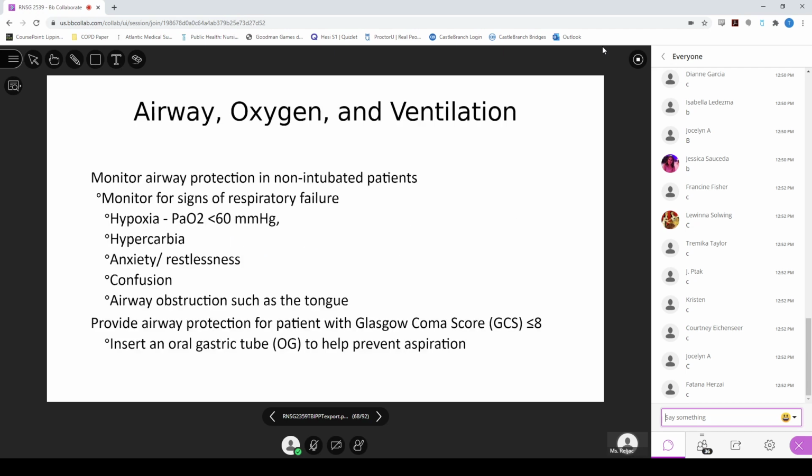You've got to monitor and protect that airway in non-intubated patients. You monitor for the signs of respiratory failure: hypoxia, hypercarbia, anxiety, restlessness, confusion, airway obstruction such as tongue swelling. And in any patient who has a Glasgow score of less than 8, you need to provide airway protection. Remember we said 3 to 8 is severe head trauma. They're definitely at risk for not being able to maintain their airway. So an orogastric tube to help prevent aspiration also needs to be placed.